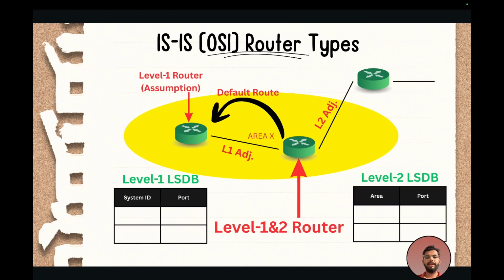Then we have the level 1 and 2 router, the last type of router, which has both the level 1 LSDB and level 2 LSDB that we have seen earlier. It is connected to the L1 routers of the same area, and it is connected to any other router in a different area. The responsibility of this router is to insert the default route into the level 1 router. Here we are assuming it is a level 1 router connected to another end system over here.